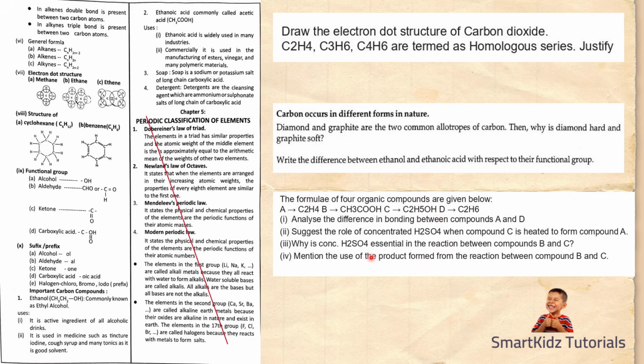Why is concentrated sulfuric acid essential in the reaction between B and C? B is CH3COOH and C is C2H5OH. So this you see in ester formation when the alcohol reacts with the carboxylic acid group. The reason why sulfuric acid is used is because it acts as a catalyst, so accelerating the reaction. Mention the use of the product formed from the reaction between B and C. So B is this, C is this, so ester is formed.